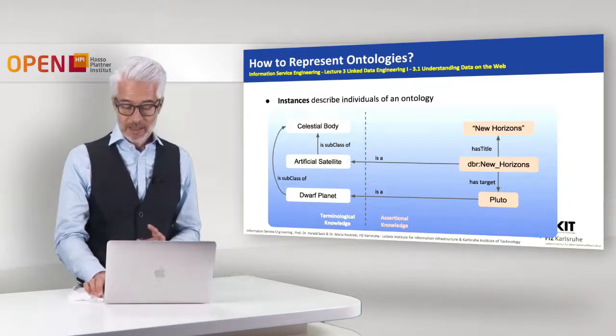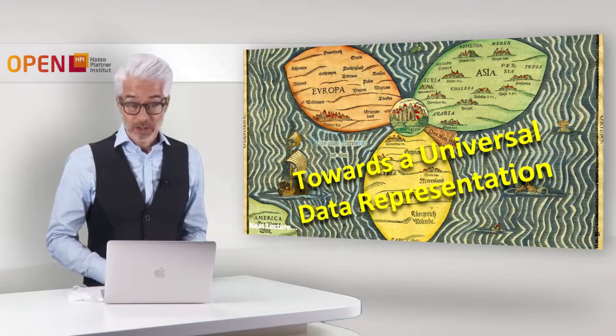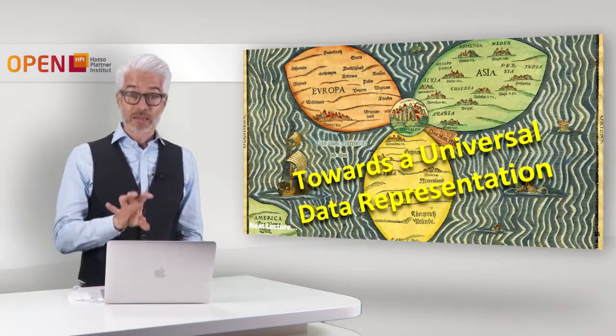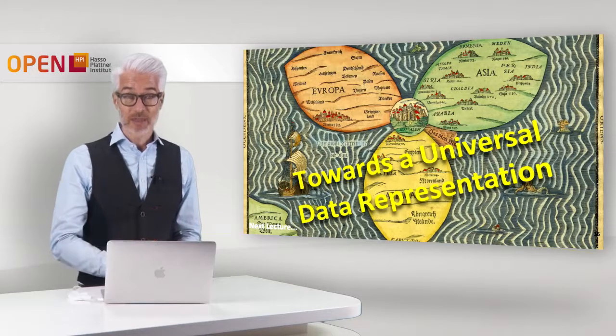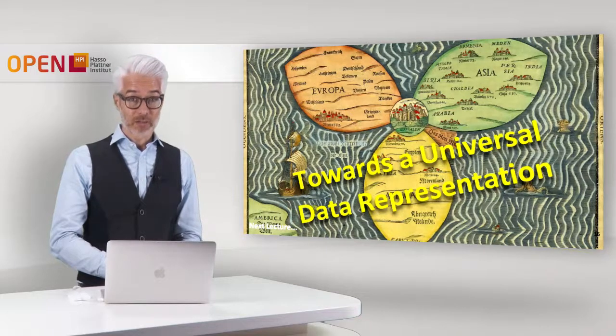So this is a way how we try to model information or meaning, semantics on the web. But now what we have to do is come up with some kind of universal representation for this kind of data, to fix a formal representation and to fix a formal semantics of that. And this will be the subject of the next chapter of this lecture.